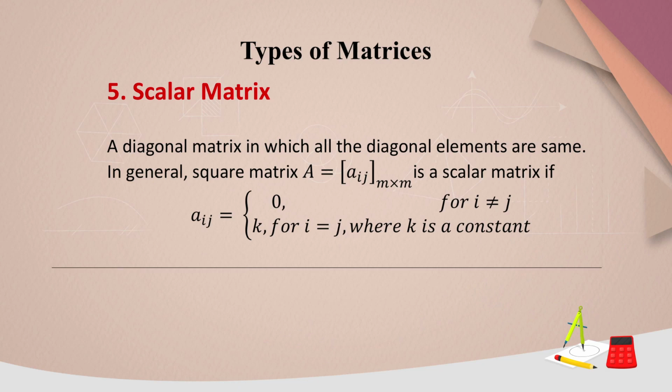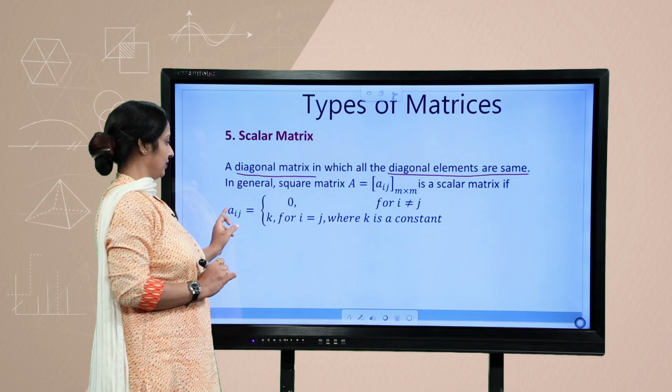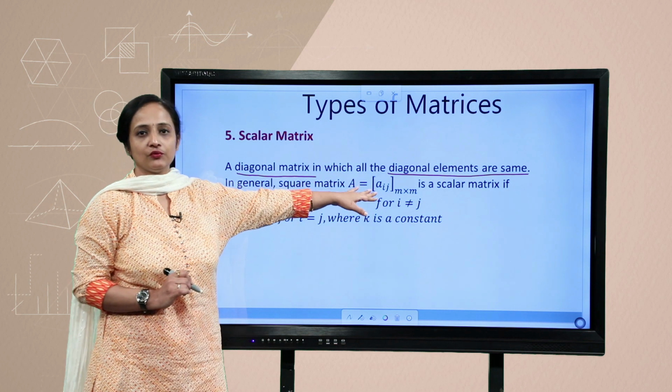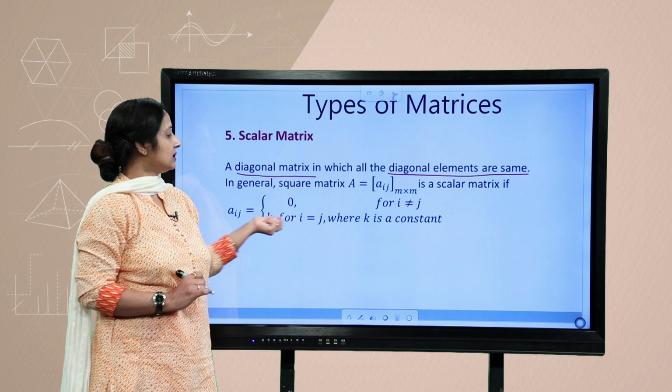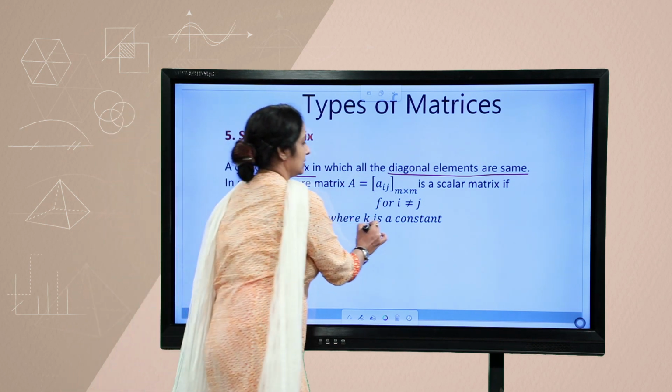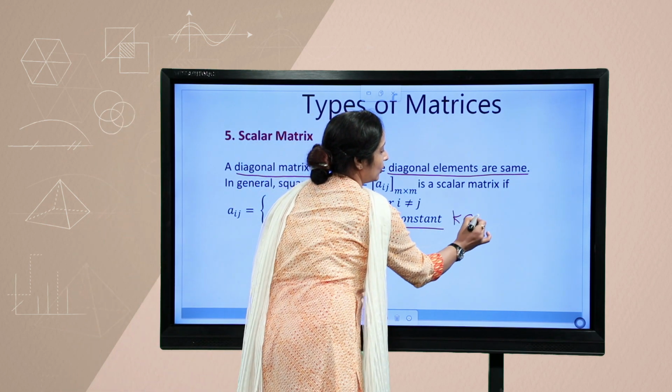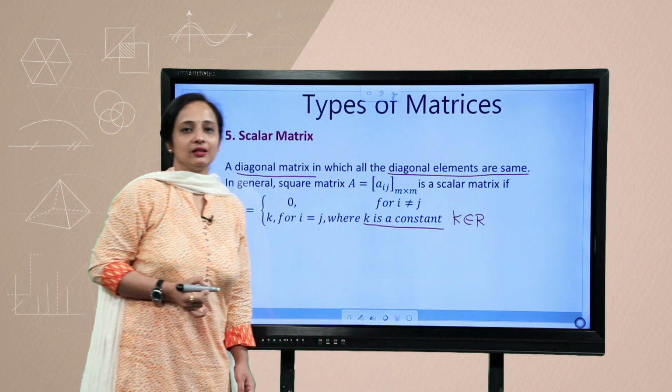Let's move on to the next type, which is scalar matrix. Scalar matrix is also a type of diagonal matrix, but all the diagonal elements are to be the same, they are to be equal. So a square matrix A, Aij, m by m, will be a scalar matrix if Aij is equal to 0 for i not equal to j, but it will be a constant k when i is equal to j. k is a constant. That means k can belong to the set of real numbers.